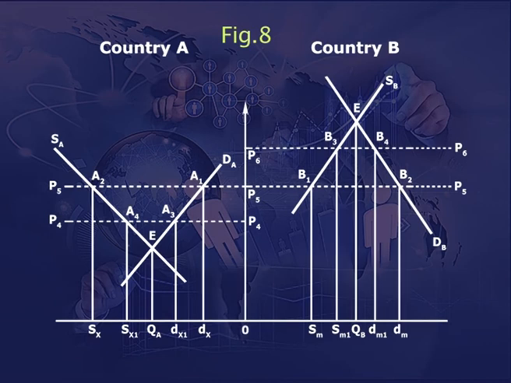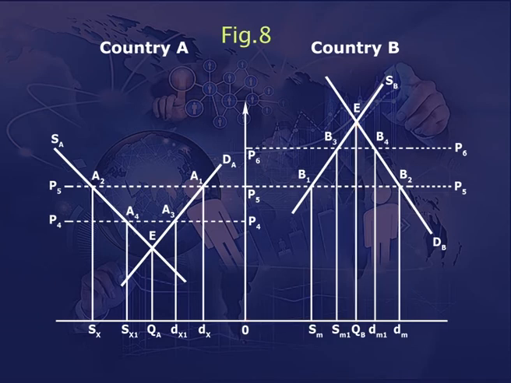The price of steel is measured vertically on a common axis O. The demand and supply curves are shown by DA and SA for country A and DB and SB for country B. Before trade, each country produces the quantity at a price determined by the intersection of the respective demand and supply curves. It is OQA quantity at QAE price in A and OQB quantity at QBE in B.